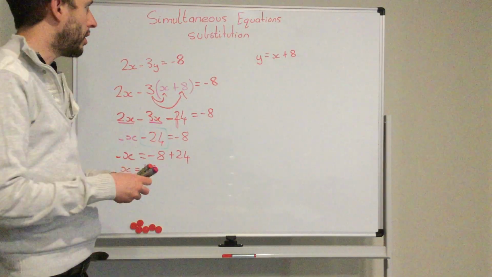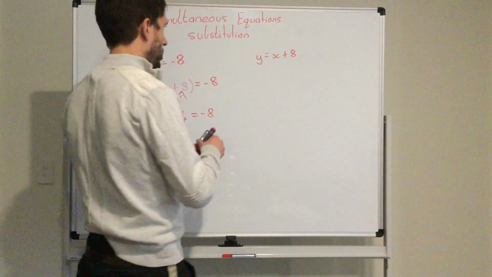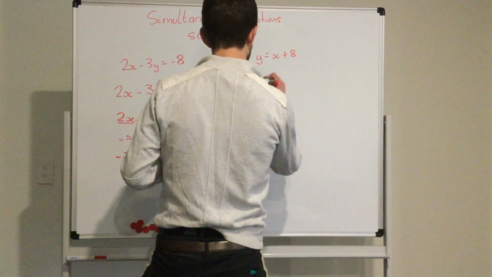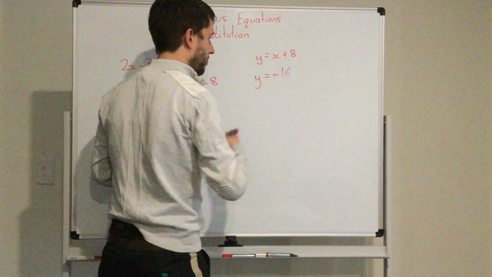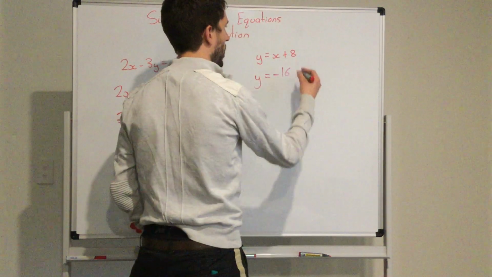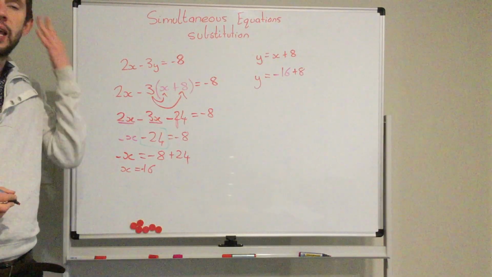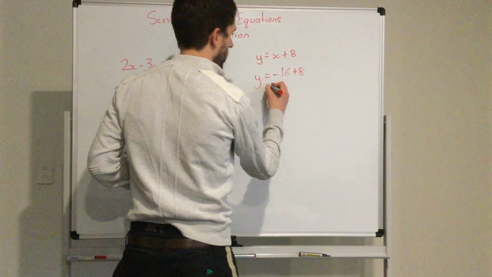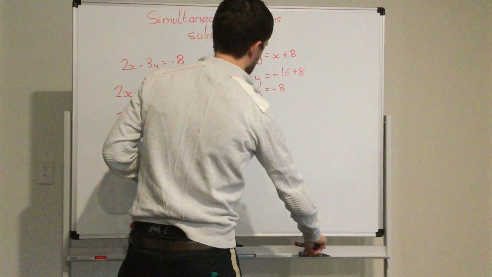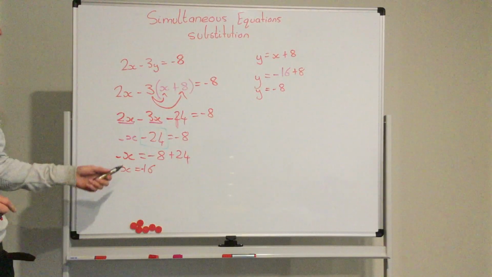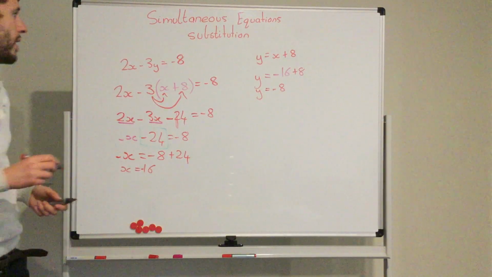So let's have a go. Let's do this equation first. So y equals negative 16 plus 8. Negative 16 plus 8 equals negative 8. So y should be negative 8 and x should be negative 16. Let's double check if that works with this equation over here.